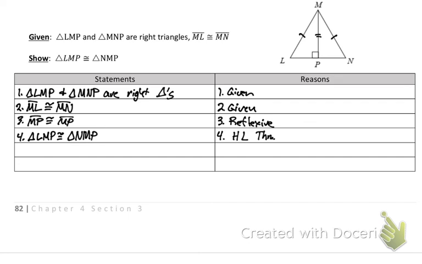Questions on what we just covered? Basically, we're just adding to our bank of things that we need to know for this upcoming test.